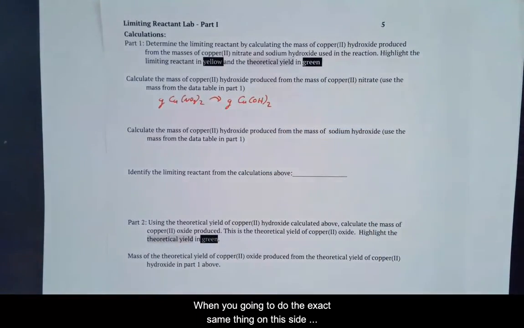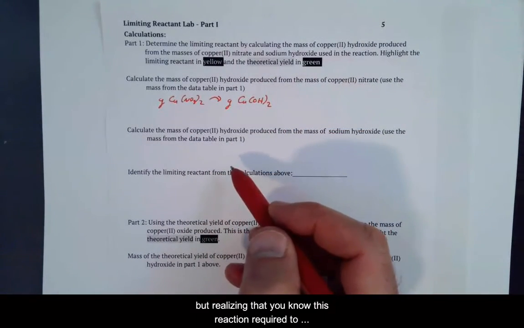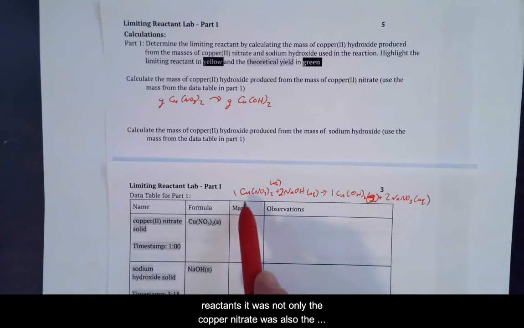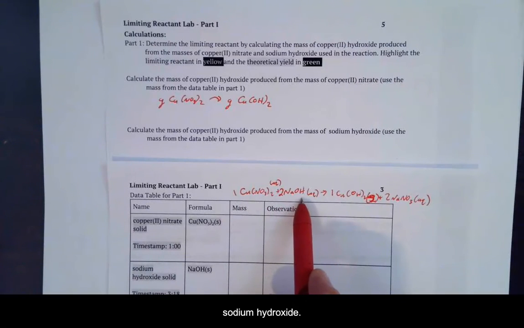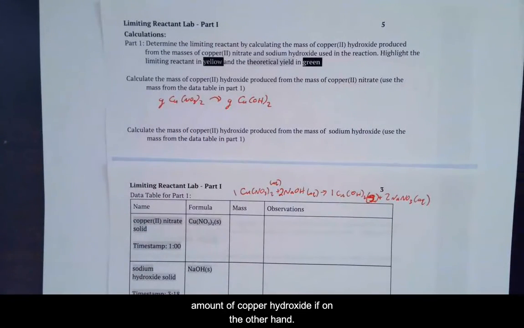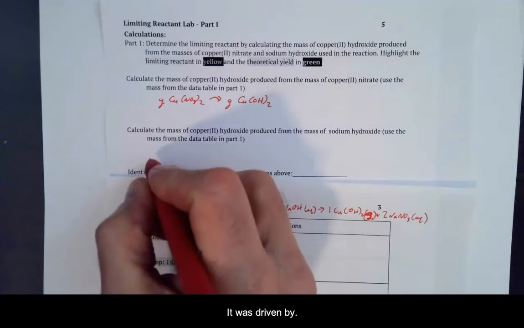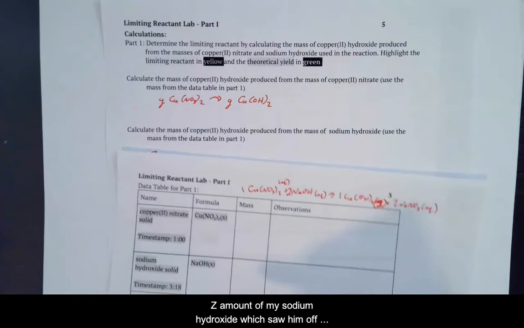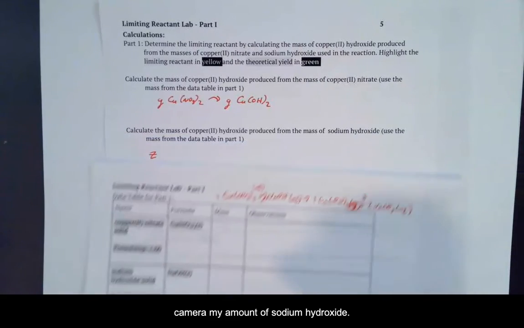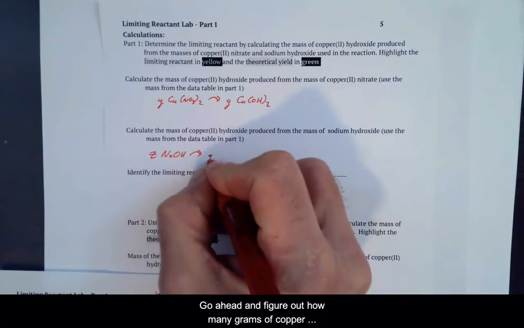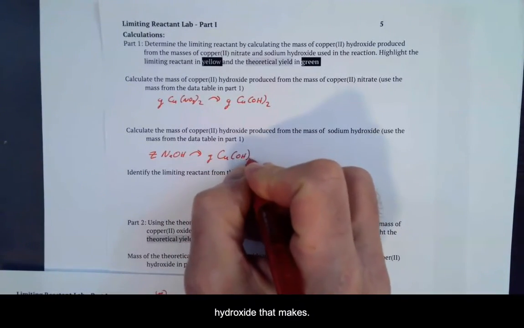Then you're going to do the exact same thing on this side, but realizing that this reaction required 2 reactants. It was not only the copper nitrate, but it was also the sodium hydroxide. So we want to think about, all right, if the reaction was driven by the copper nitrate, it makes this amount of copper hydroxide. If, on the other hand, it was driven by my amount of sodium hydroxide, sorry, I'm off camera, go ahead and figure out how many grams of copper hydroxide that makes.